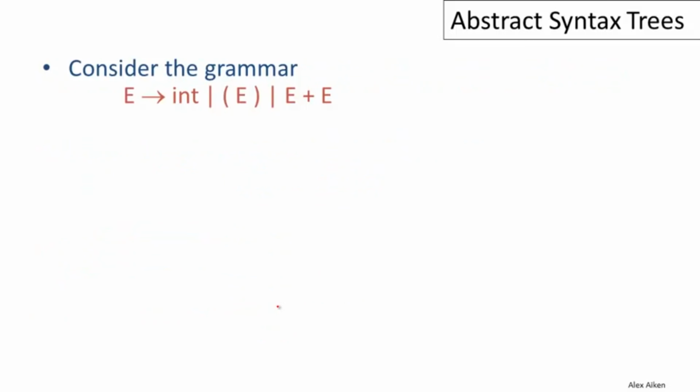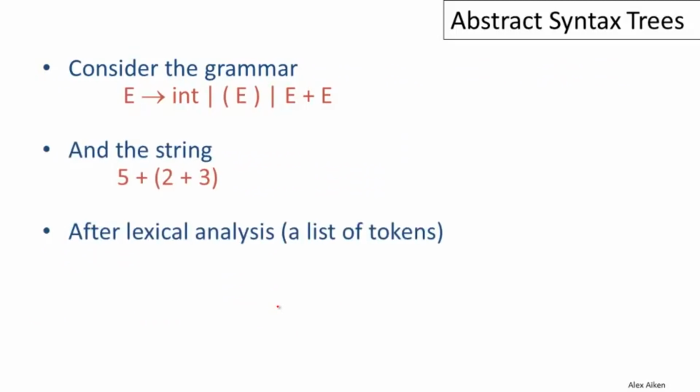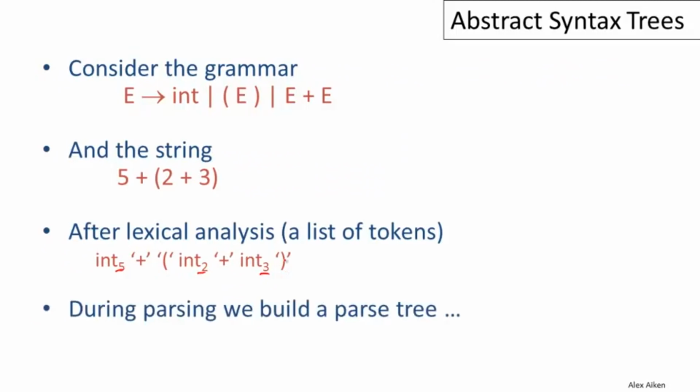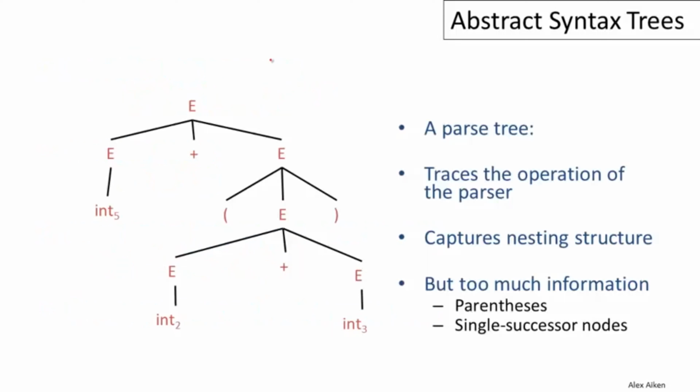So let's look at a grammar. Here's the grammar for plus expressions over the integers, and we also have parenthesized expressions. And here's a string. After lexical analysis, what do we have? Well, we've got a sequence of tokens, again, with their associated lexemes telling us what the actual strings were. That gets passed into the parser, and then we build a parse tree. And here's a parse tree for that expression.